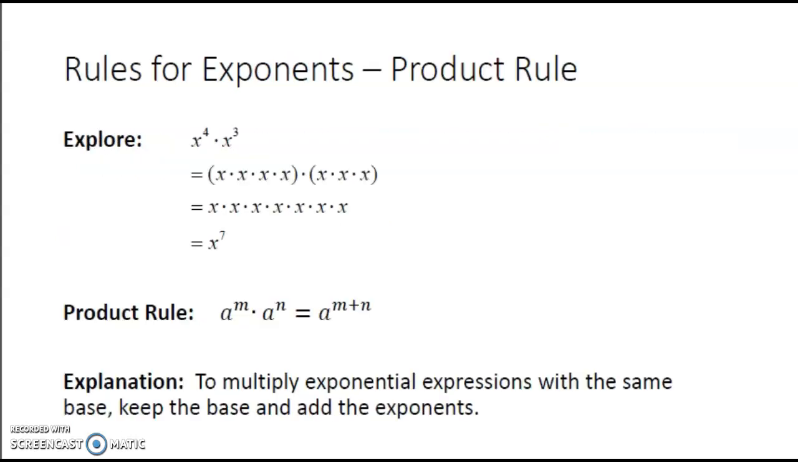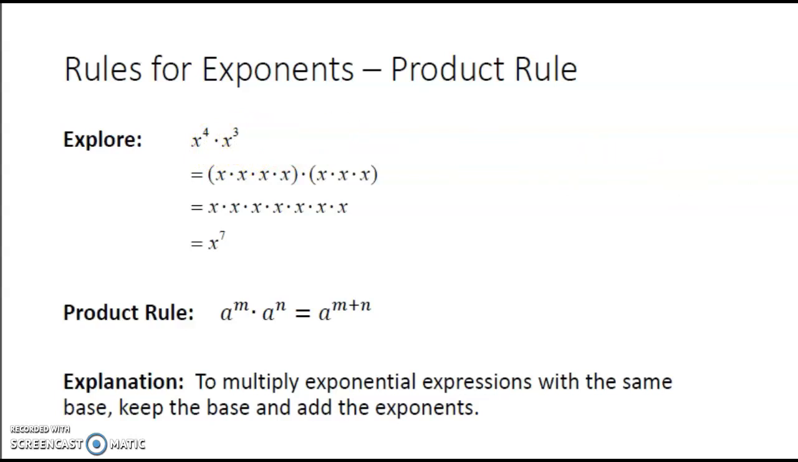For each of the rules, we are going to do a little exploration, then we'll talk about the rule in general and an explanation of that rule. The first rule is the product rule. Let's see what happens when we are multiplying two exponential expressions with the same base. Here we have x to the 4th and x to the 3rd. The base is x for both of them.